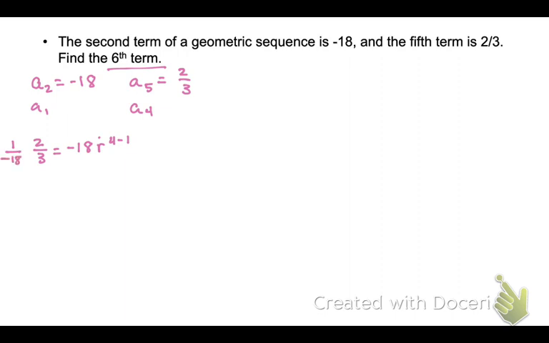So multiply by negative 1 over 18. So 9, negative 1/27. Is that right? Is r to the 3rd. Now, it's to the 3rd, so is a negative exponent okay? Yes? So we're going to take the cube root. So what's the cube root of 27? 3. So negative 1/3 is my r.